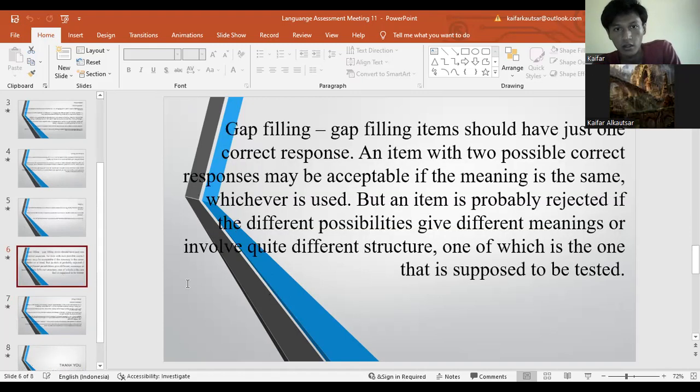Gap filling. Gap filling items should have just one correct response. An item with two possible correct responses may be acceptable if the meaning is the same, whichever is used. But an item is probably rejected if the different possibilities give different meanings or involve quite different structures, one of which is the one that is supposed to be tested.